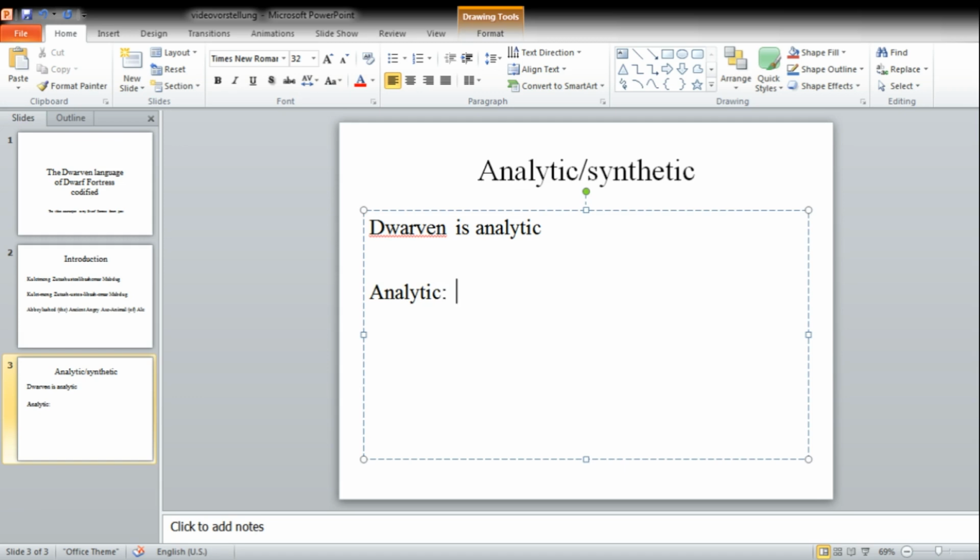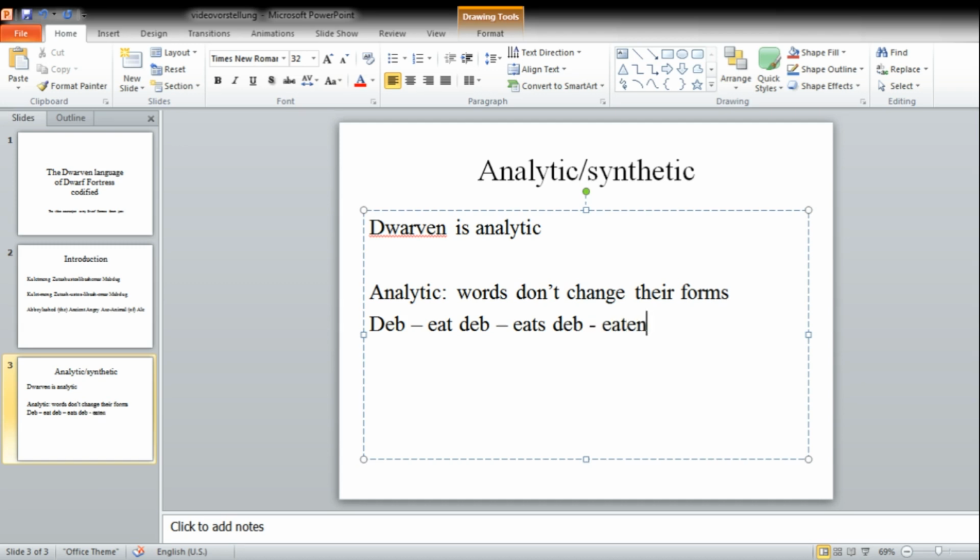Because analytic means basically words don't change their forms. So in Dwarven, deb is the word for eat. But deb can also mean eats. Deb can also mean eaten. And deb can mean ate. Now you can see in Dwarven, it's always deb, deb, deb, deb. That means the word does not change its form. It's not declined. That's what it's called, declining. But with verbs, it's called conjugation, but whatever, same thing.